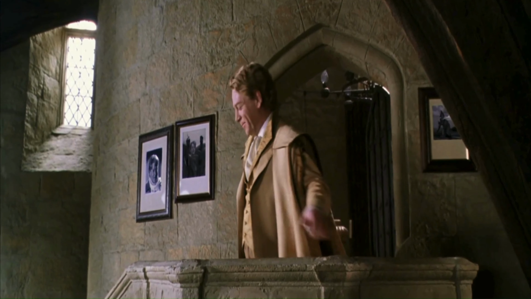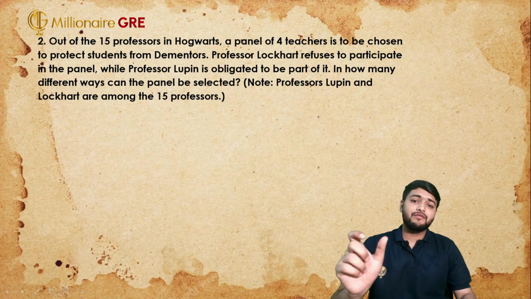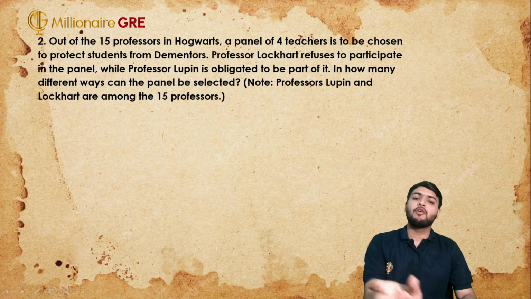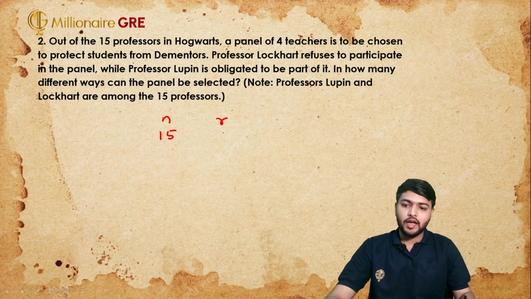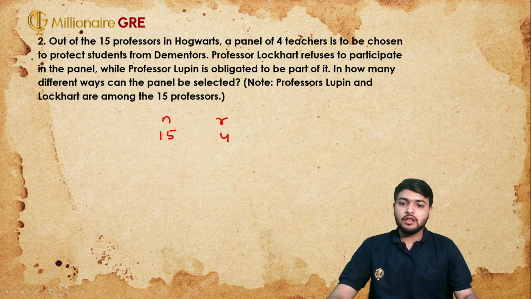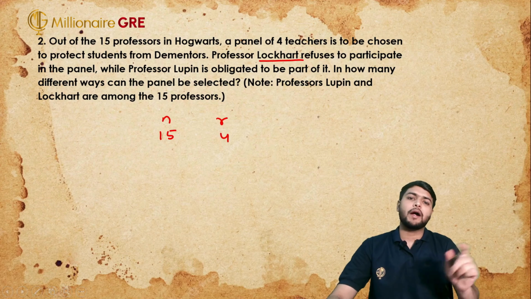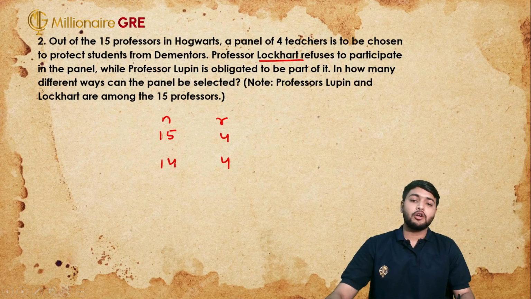Gilderoy Lockhart. Let's do the second question now. You're told that out of 15 professors, a panel of 4 is to be chosen. So the total number of professors is 15, N is 15, and you require 4, R is 4. If we read further, we get that Lockhart refuses to participate. So we are selecting these 4 teachers out of 14 teachers, not 15, because Lockhart cannot be selected.